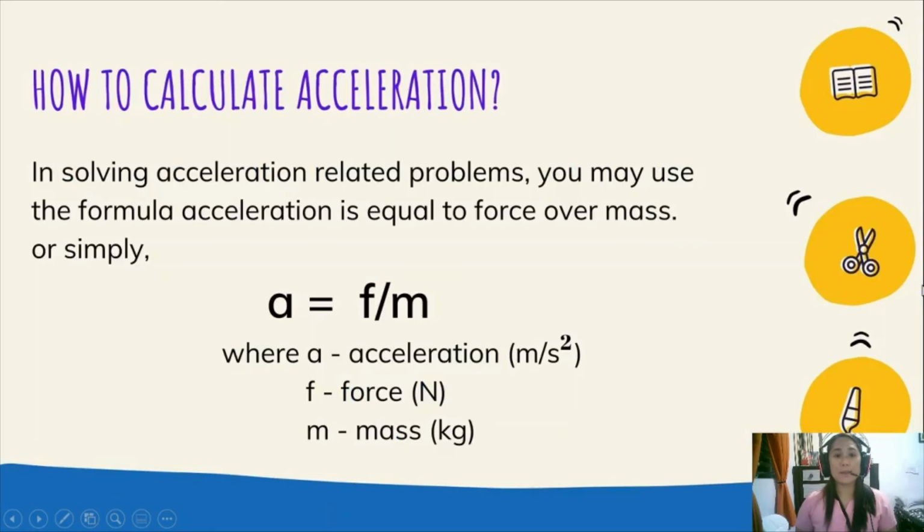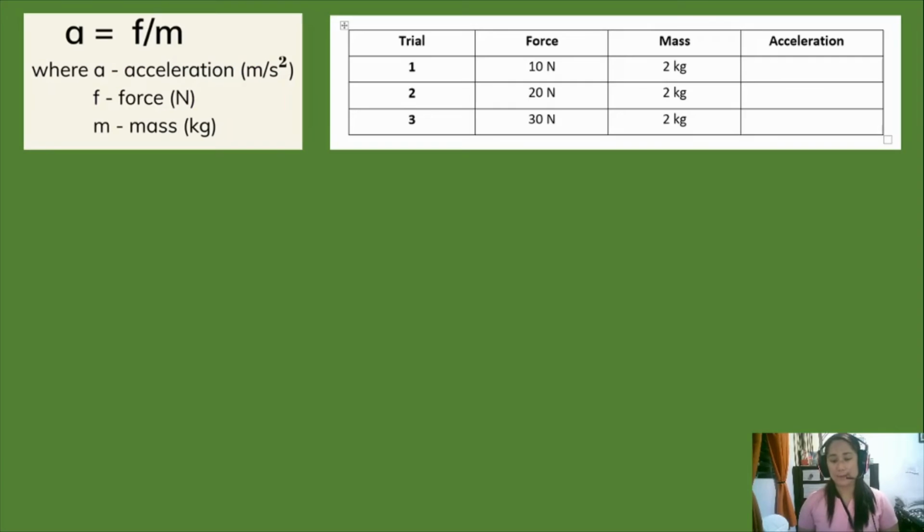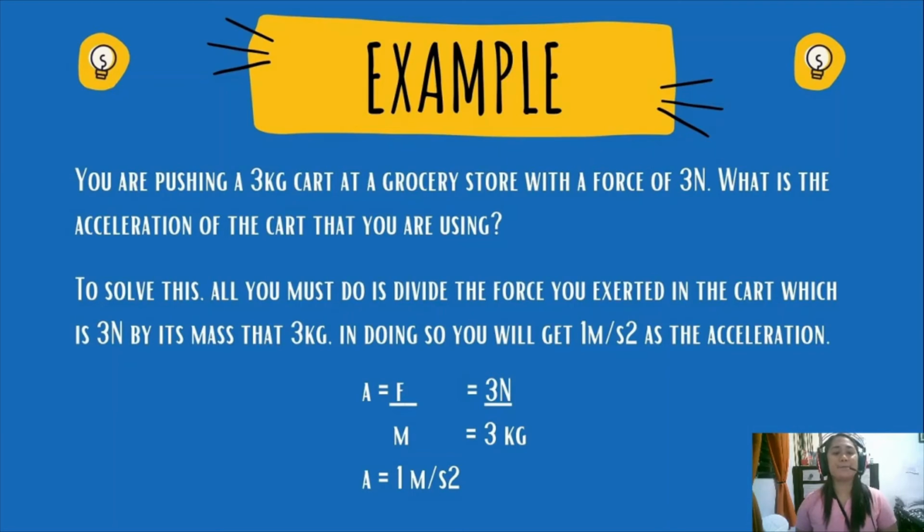Okay, since we are now familiar with the calculations of acceleration, in solving acceleration-related problems, you may use the formula acceleration is equal to force over mass. Now, na-discuss na natin siya. A is equal to F over M, where A is equivalent to acceleration, F is force, and M is mass. So, ito yung ginawa natin kanina.